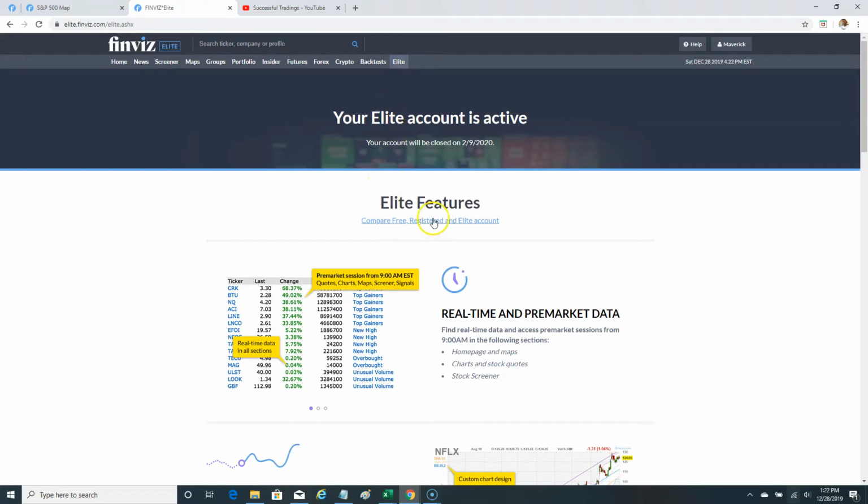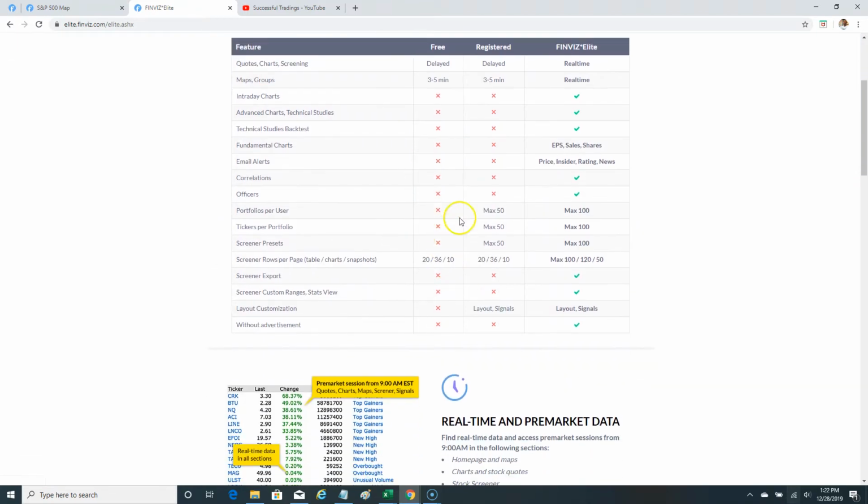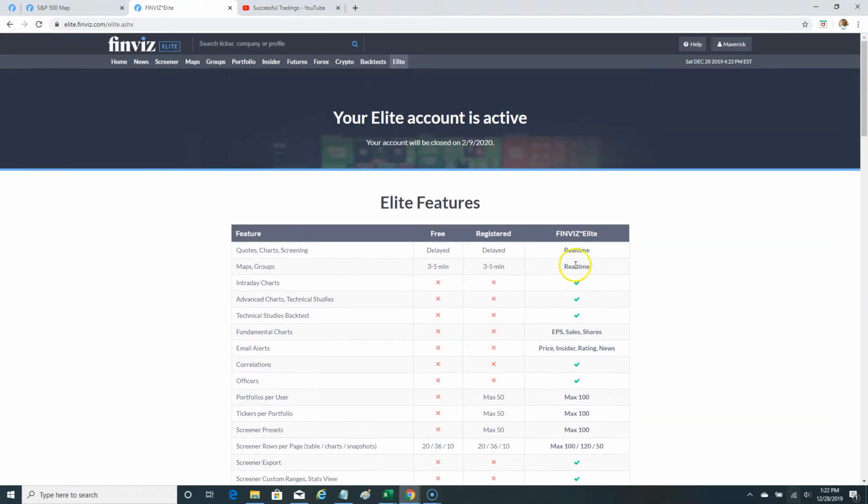So here is a comparison between having the Elite membership, which is $39.50 per month or $299 per year, saving you about 37%. So you see that the free version and the registered version are pretty much similar really, and they do not provide that many features, and they have a 3 to 5 minute delay. You do not want that. I think for me, the benefit of this tool is really when you have that Elite membership that comes with all of these bells and whistles.